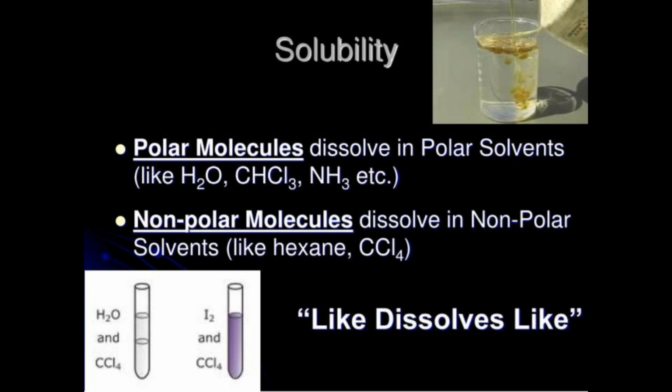Examples of polar solvents are water, dichloromethane, and of course ammonia. So polar substances like HCl will dissolve easily in these polar solvents. Non-polar substances like fats and organic substances will dissolve in the non-polar solvents that we have mentioned here. So solubility is also important.